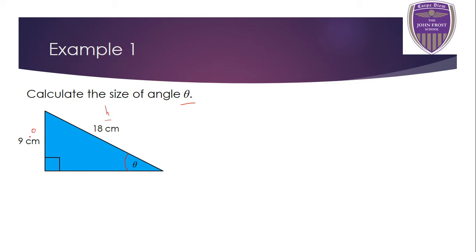H, O, A. As always, write down SOHCAHTOA. And then, well, I've got the opposite and the hypotenuse. So I'm going to use sine. I don't know what the angle is, but sine theta equals 9 over 18. Okay, remember, because sine is opposite over hypotenuse.